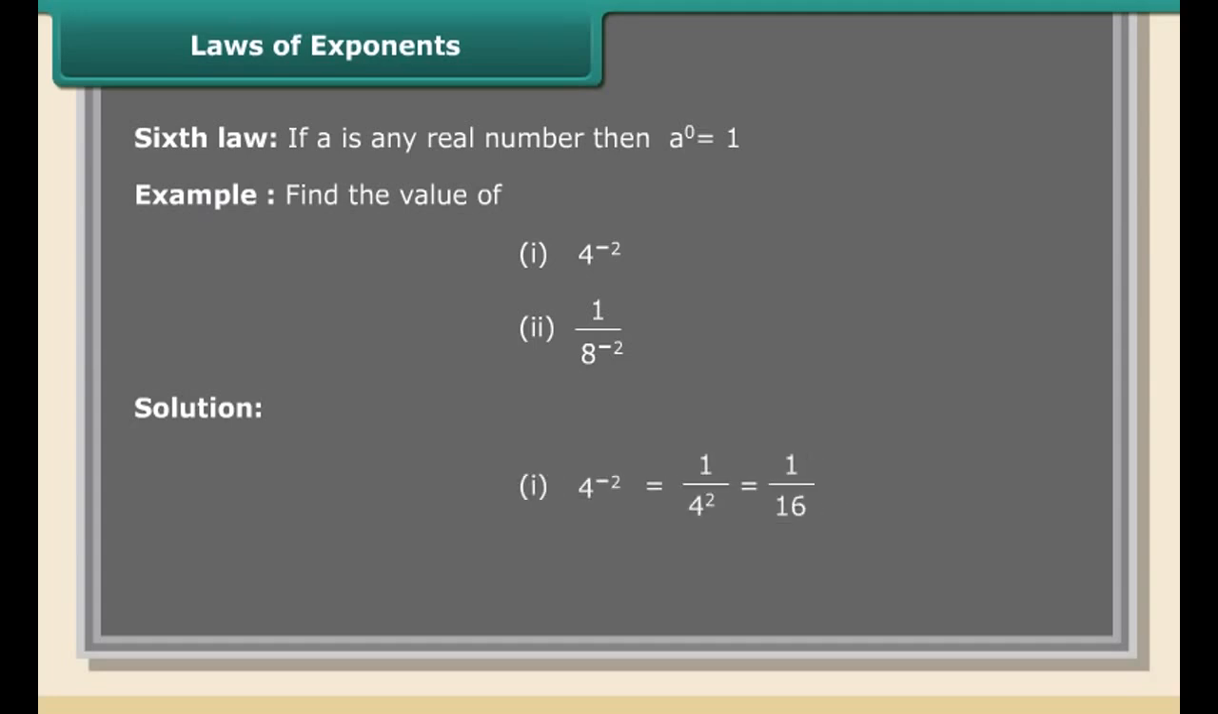Example. Simplify (2/3)^3. Solution. (2/3)^3 is equal to 2^3 upon 3^3, which is equal to 8 upon 27.